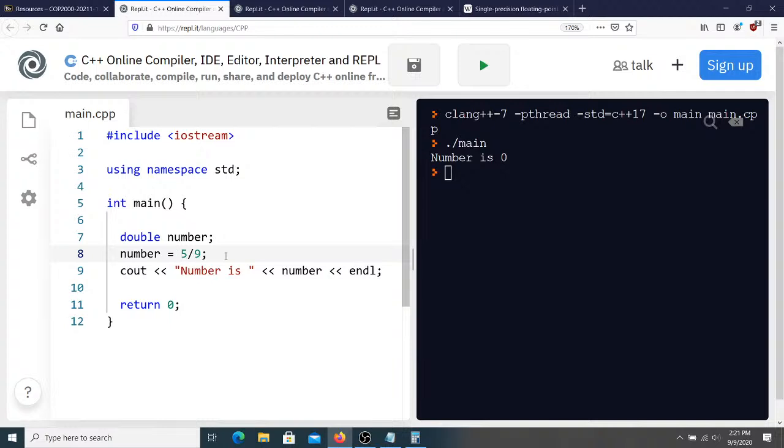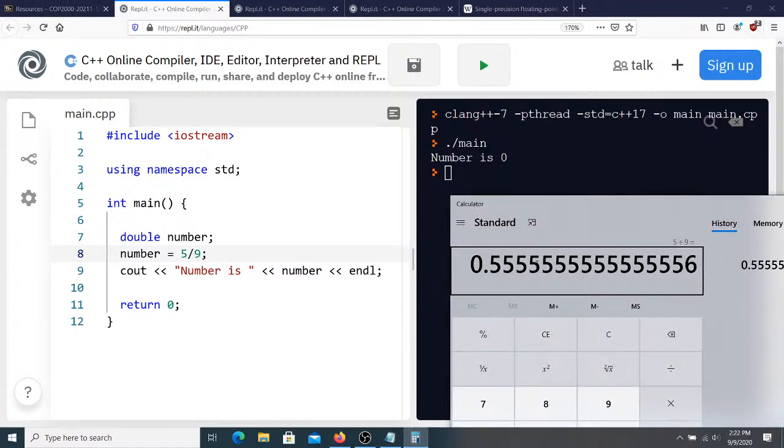And that's exactly what we got. We got 5 divided by 9. And what it did was it said, oh, well, the result is a double when I do the operation, but because you've done integer division, you must want an integer. So what did it do?